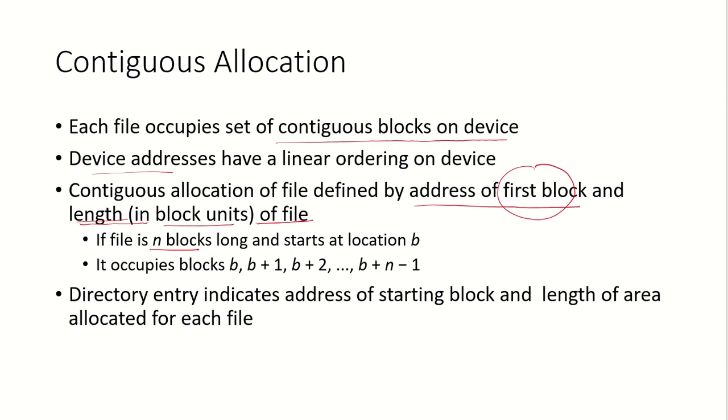So if the file is n blocks long and it starts at location B, then it occupies blocks B, B plus 1, which is the next block, B plus 2, then the next block, till B plus n minus 1. So these contiguous blocks will be occupied by this particular file. The directory entry indicates the address of the starting block and the length of the area allocated for each file.